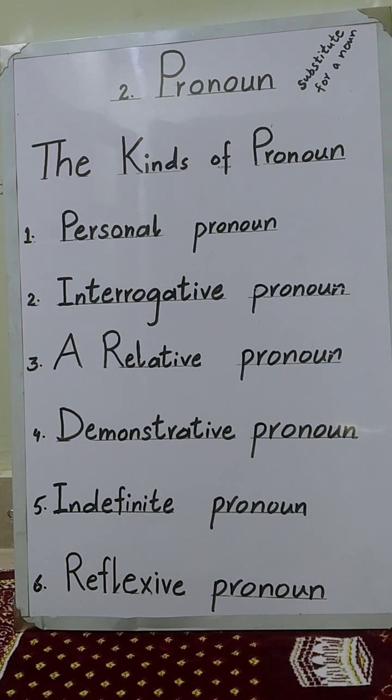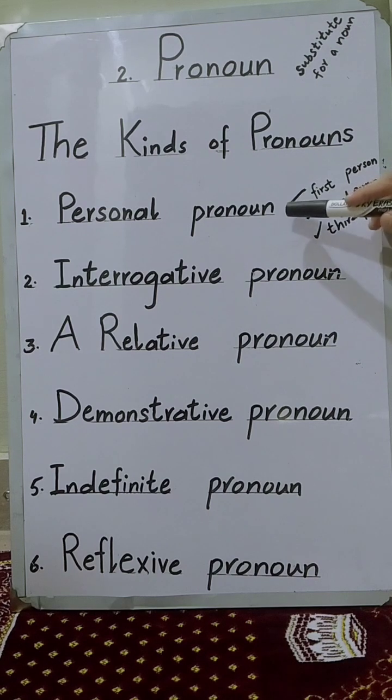Instead, we prefer to say: Ali is an intelligent boy. He stood first in the FSC examination. He is now planning to go to America. So you notice that the pronoun he in these sentences is substituting for the noun Ali. Now we will discuss the kinds of pronouns. Pronouns are of 6 kinds: personal pronoun, interrogative pronoun, relative pronoun, demonstrative pronoun, indefinite pronoun, reflexive pronoun.